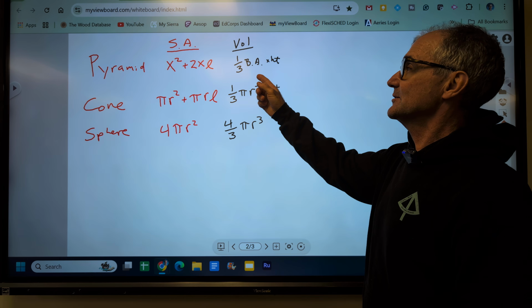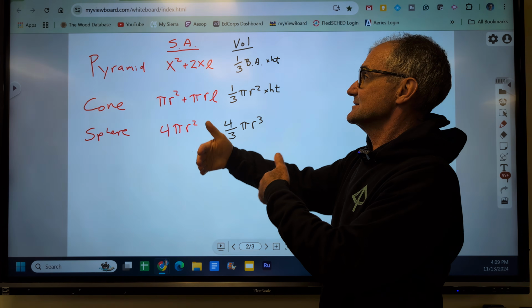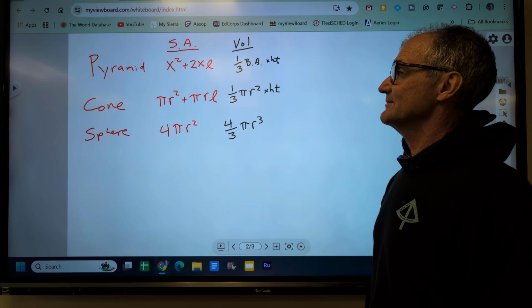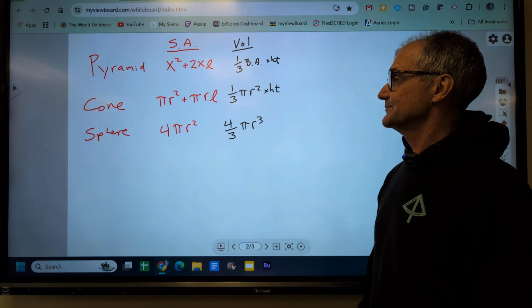So we have 4 variables here. We have the sides of the square, the slant height, and the height. And then also we're going to have the edge as well.